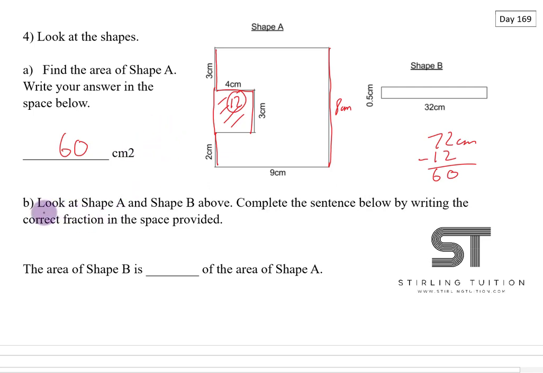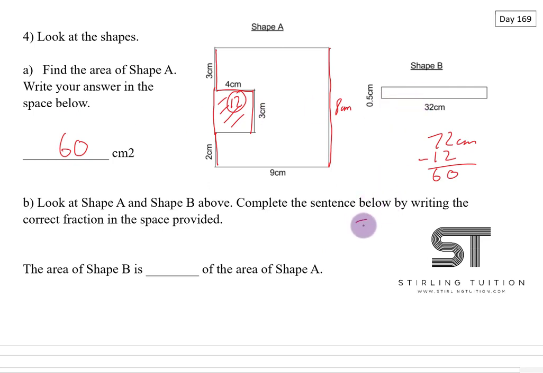Now finally, the second part, B. Look at shape A and shape B above. Complete the sentence below by writing the correct fraction in the space provided. So what we need to do is the area of shape B, so the area of this, is what fraction of the area of shape A. So we've got the area of shape A, which is 60. We need the area of shape B.